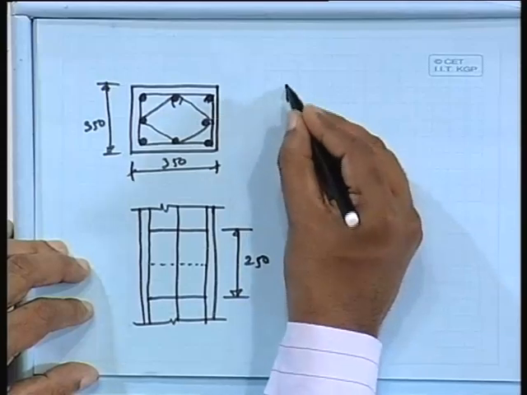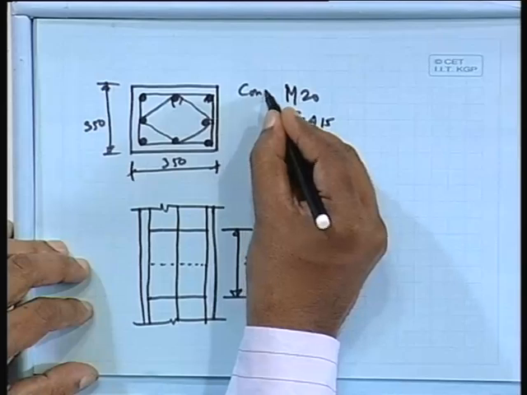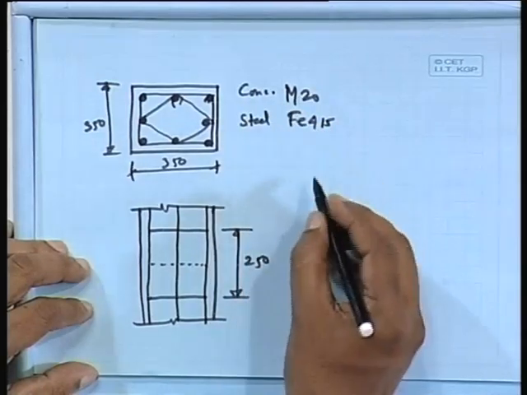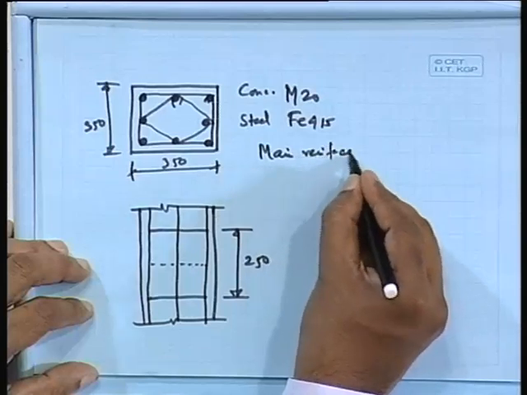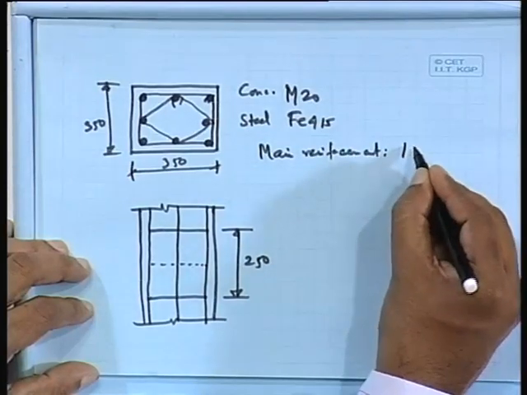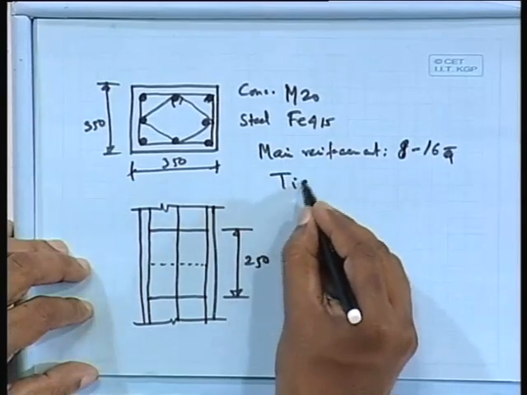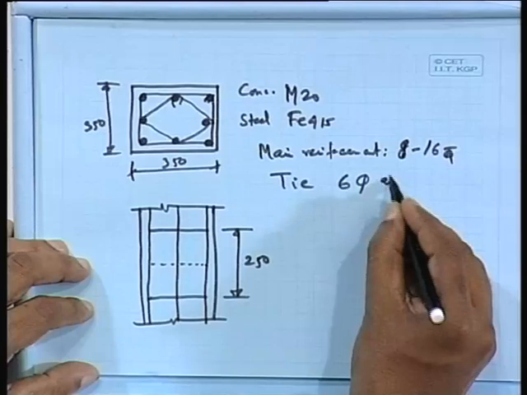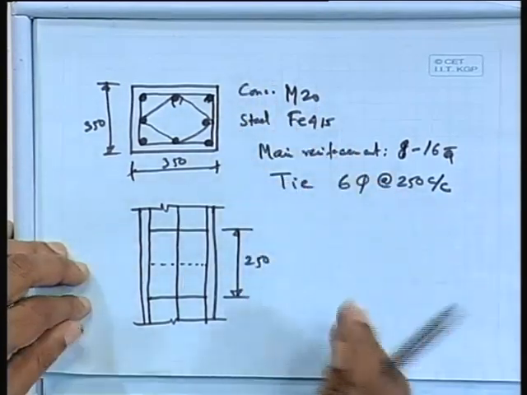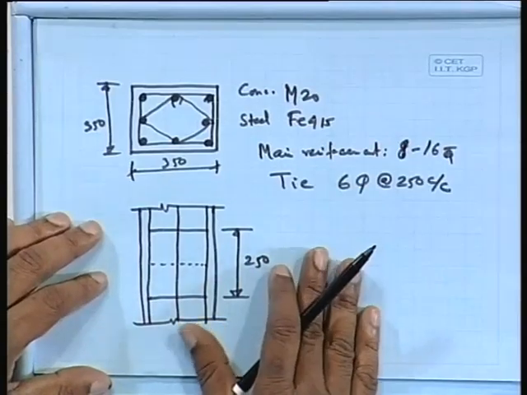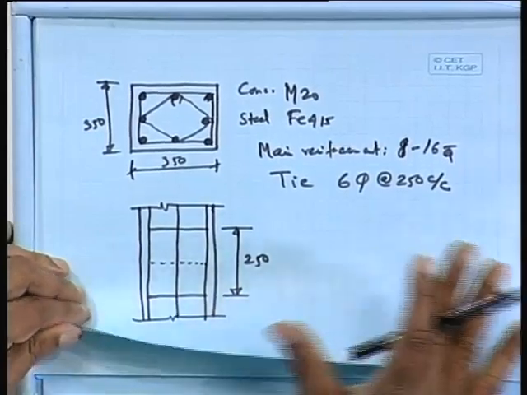So we are getting M20, Fe415 steel, and main reinforcement 8 of 16 torr, tie 6 phi at the rate of 250 center to center. This is the design that you have to provide so that your draftsman can make the drawing from here. So this is all that we can say about the axially loaded column.